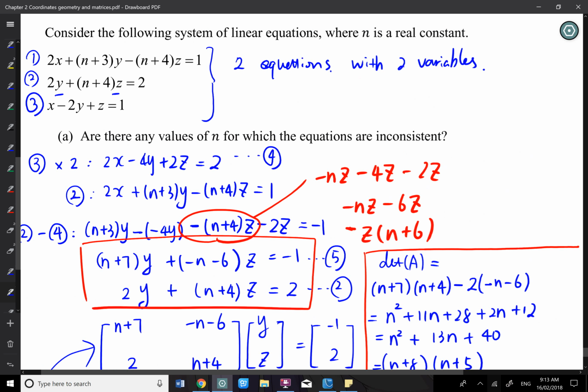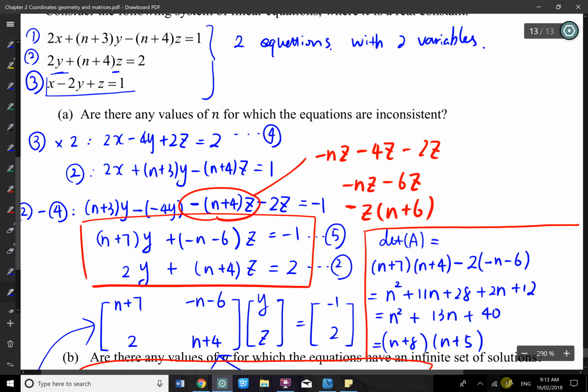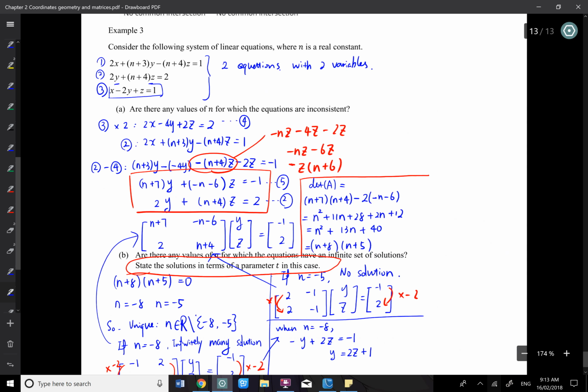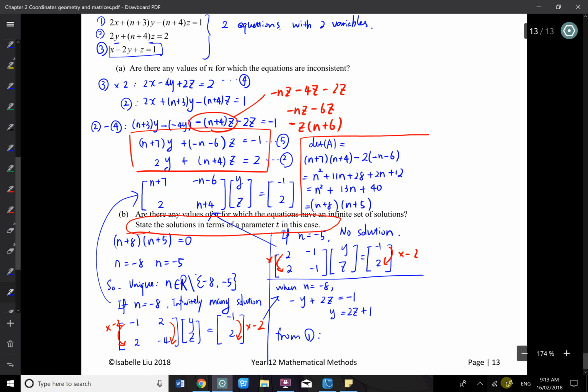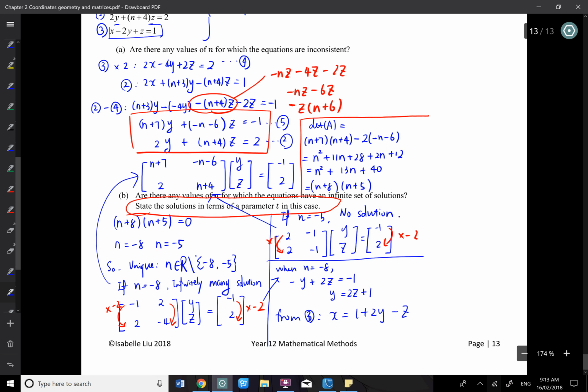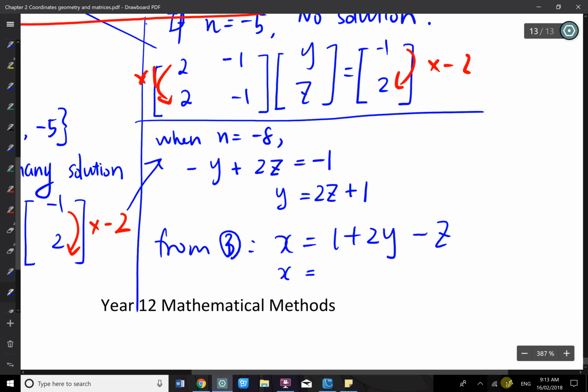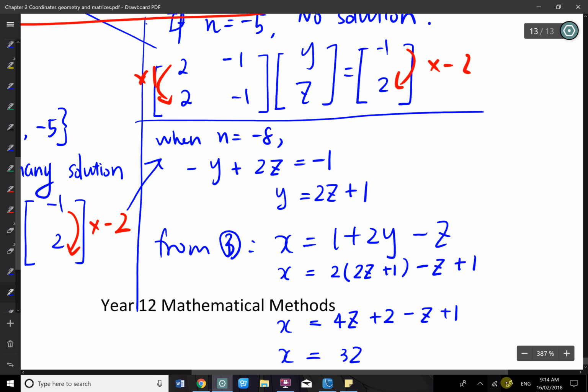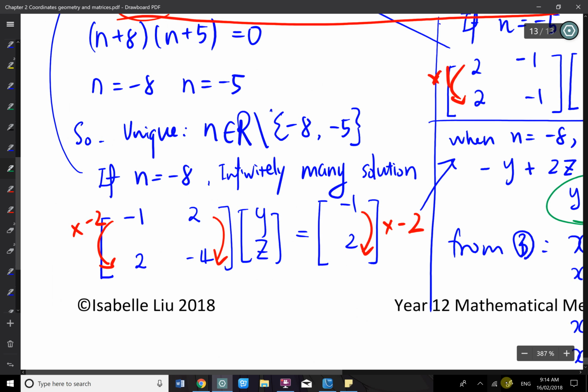And let's look at the first equation. Also, from equation number 1, we know x equals to 1 plus 2y minus z. Okay, from number 3, we can see x equals to 2y minus z plus 1, like this. So x equals to 2y, 2y is 2 times 2z plus 1, minus z and then plus 1. So x equals to 4z plus 2 minus z plus 1. X equals to 3z plus 3. Okay, so what we have is y in terms of z and x in terms of z.